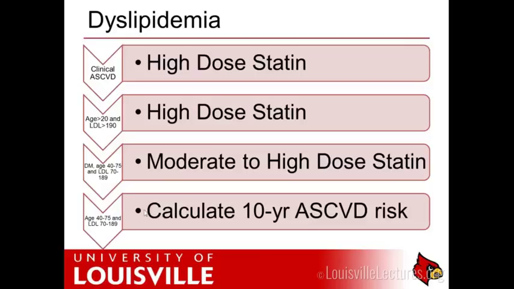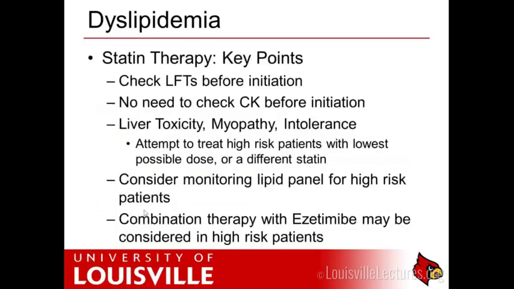And then everyone else, so if they don't fall into any of those other categories, you're going to calculate their 10-year ASCVD risk and then do a statin, either moderate or high or even low if you think that they can't tolerate it based on their risk. So key things to point out. Check LFTs before you start. You don't have to check your CK. You don't do any routine monitoring of LFTs or CK.